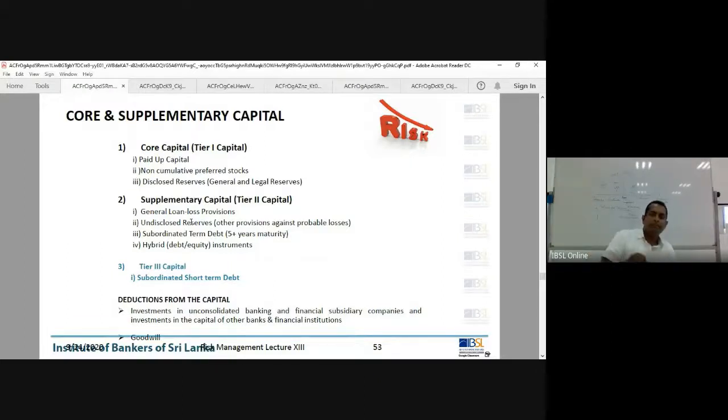Then you have supplementary capital, which is of lower quality than the previous one, which are provisions. General loan loss provision, undisclosed reserves, then you can take loans, 5-year unsubordinated loans, then you can have debentures, that kind of debt instruments. Then you have tier 3 capital, which is covered by 2-year unsubordinated short-term loans. Tier 2, it is 5-year unsubordinated. This is 2-year subordinated. Right?